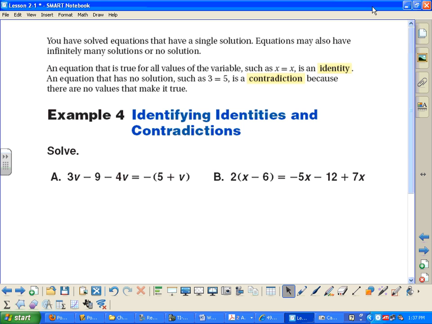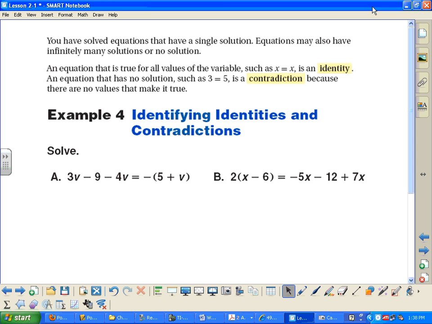Okay, so we've solved equations that have a single solution. Some equations have an infinite number of solutions, and other ones have no solution at all. If we have an infinite number of solutions, it's called an identity, because that means that any number works. It's true for everything. And if there's no solution, then it's called a contradiction, right? Because it doesn't work at all. Right, so we're going to look at these two and figure out which one is an identity and which one's a contradiction.